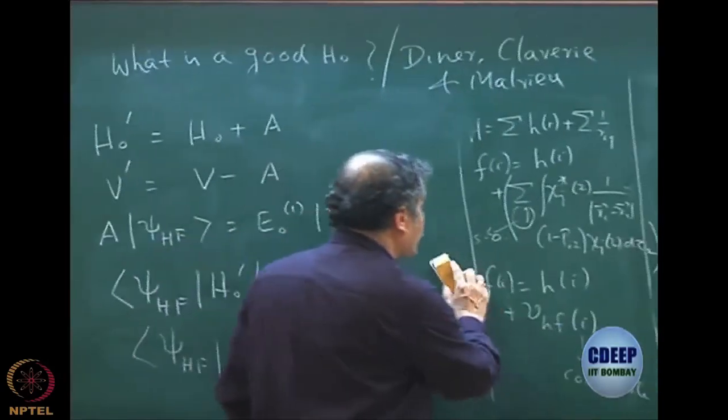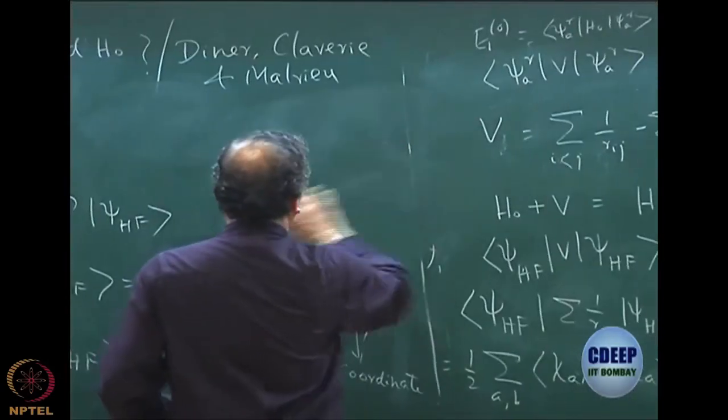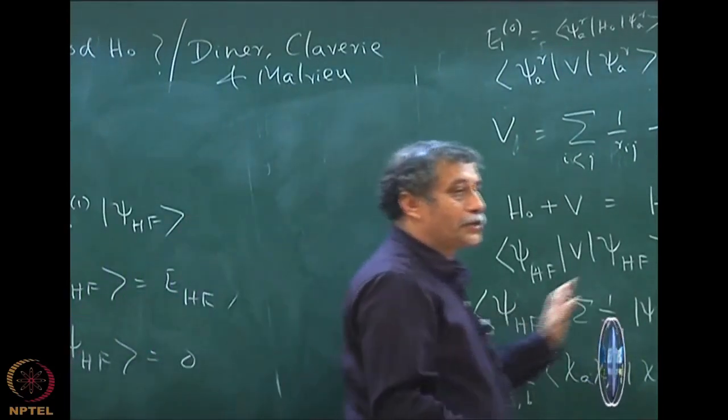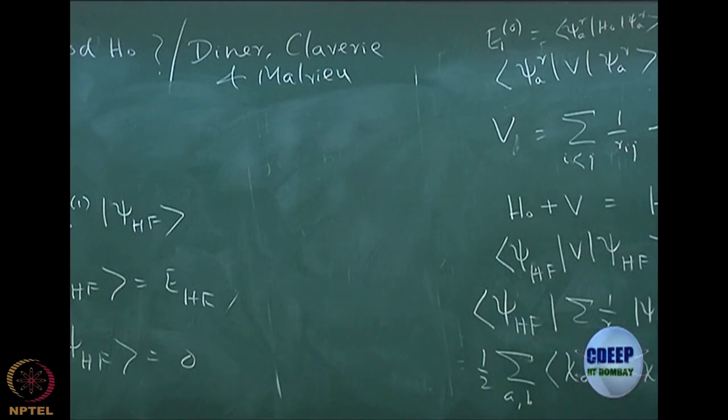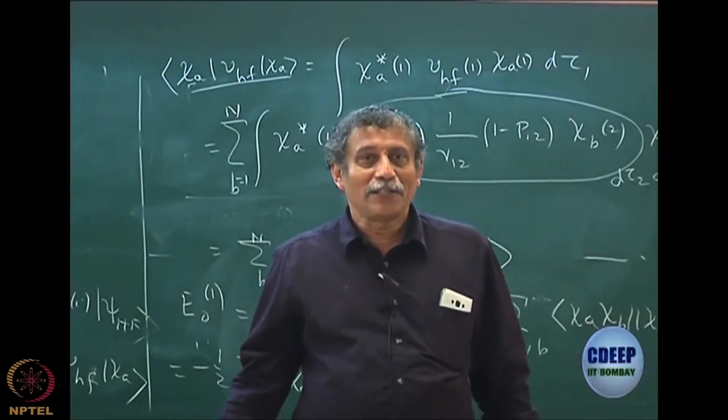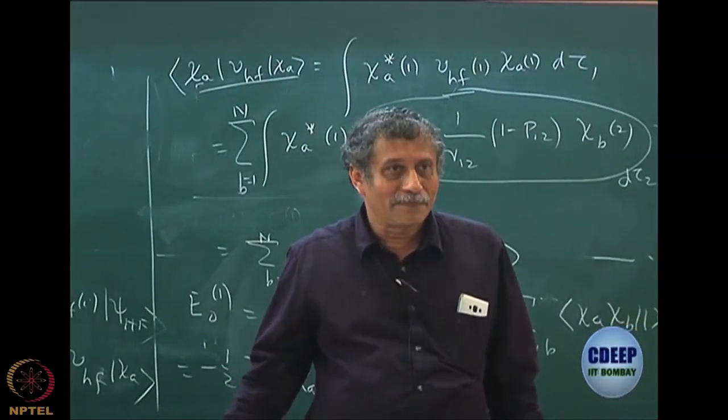So having done this, we now agree that whatever we are doing so far is very nice, but we have not done anything as far as correlation energy is concerned, right? We have still not recovered anything with correlation energy. So we have to do second order perturbation. Much as you won't like it, it is a little bit more clumsy, you have to do it if you want to do correlation. So that is all that I will do, second order.